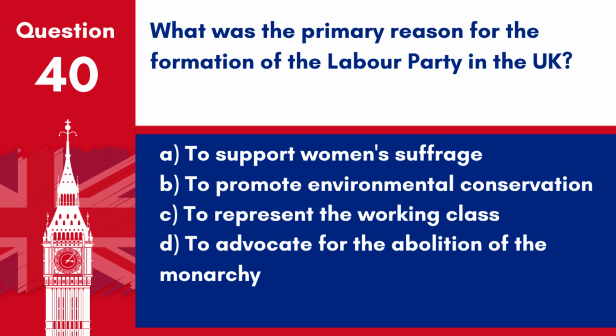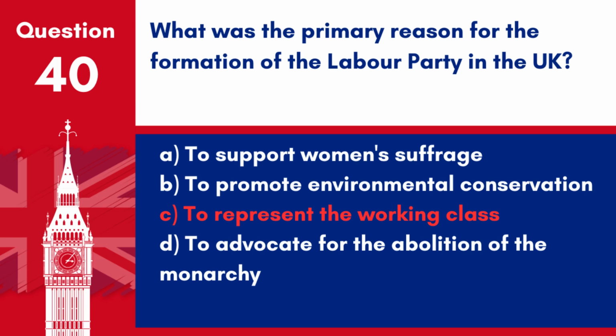Question 40. What was the primary reason for the formation of the Labour Party in the UK? A. To support women's suffrage. B. To promote environmental conservation. C. To represent the working class. D. To advocate for the abolition of the monarchy.